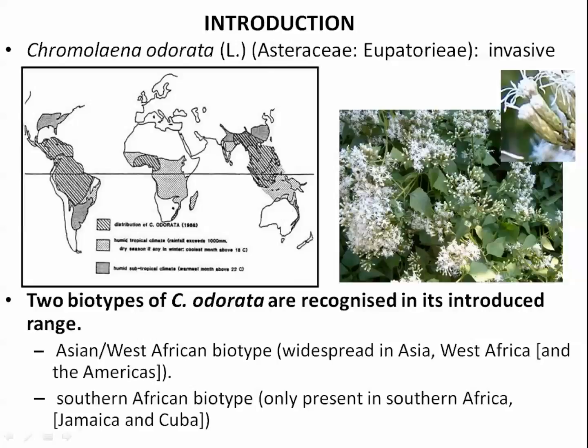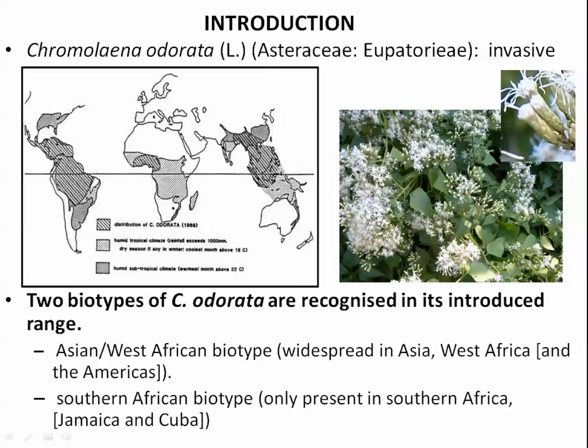Basically, there are two different biotypes of this plant: the Asian West African Chromolaena biotype, and the Southern African Chromolaena biotype. The Asian West African biotype is widespread in Asia and parts of Sub-Saharan Africa, including West Africa and Central Africa. Recently, it has been documented that the weed has been found in East Africa. The Southern African biotype is only present in Southern Africa.